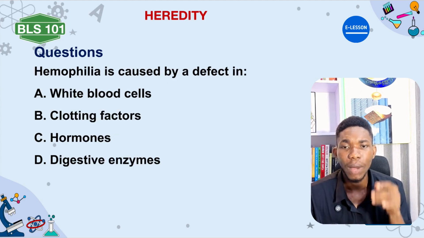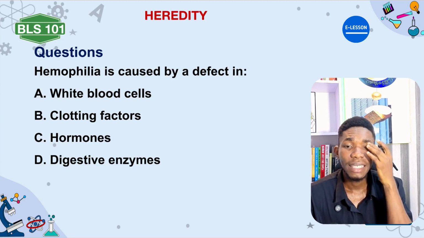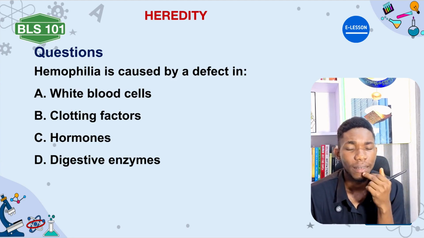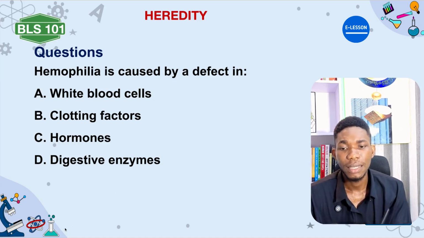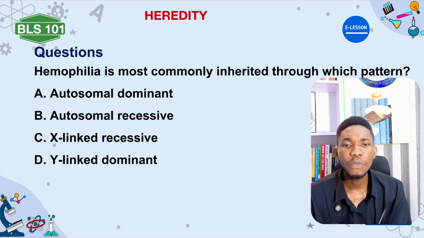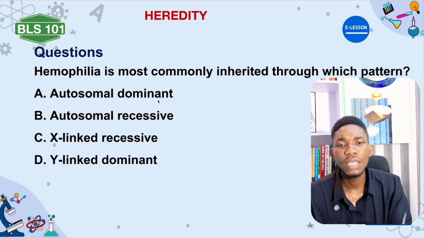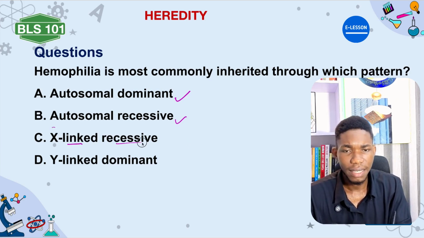The ones I know that they are quite easy. Hemophilia is caused by a defect in what? Is it white blood cells, clotting factor, hormones, or digestive enzyme? Get the correct answer there. Hemophilia is most commonly inherited through which pattern? Is it autosomal? No. We say hemophilia has to do with what? Sex linked. So it is X-linked recessive.